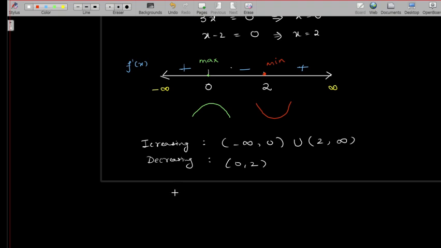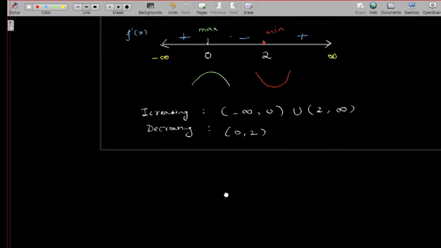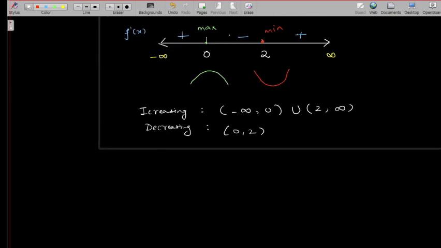Now we have to find out the inflection points. So how do we find out what an inflection point is? An inflection point is where the function changes concavity. And how do we find that? Finding the second derivative and then setting it equal to 0.